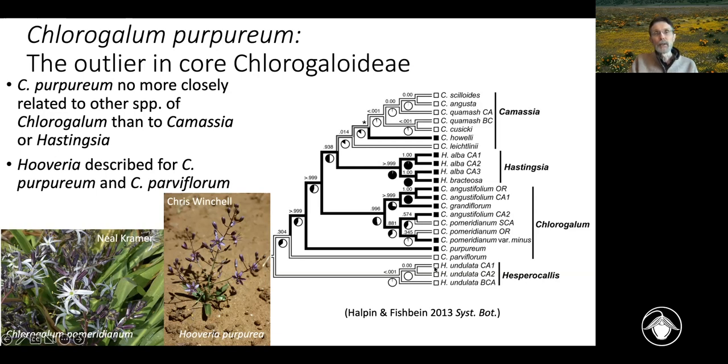And so this was also the least taxonomically disruptive solution, and the solution that resulted in a generic taxonomy that was very nicely diagnosable. Expanding Chlorogalum to include all of these things like camas and Hastingsia was pretty morphologically heterogeneous. So that solution wasn't taken.